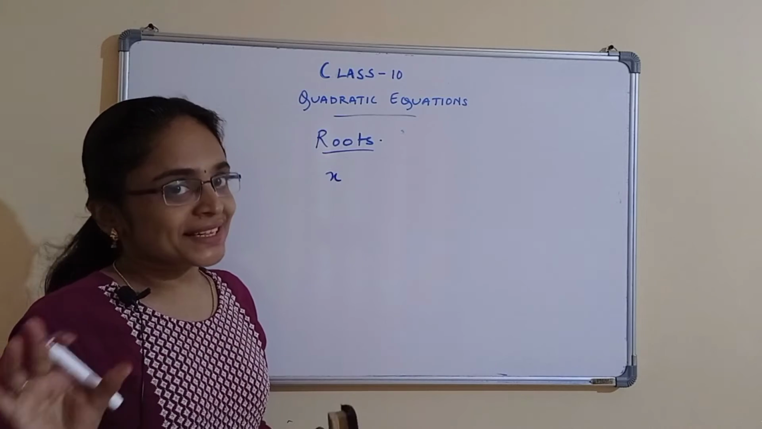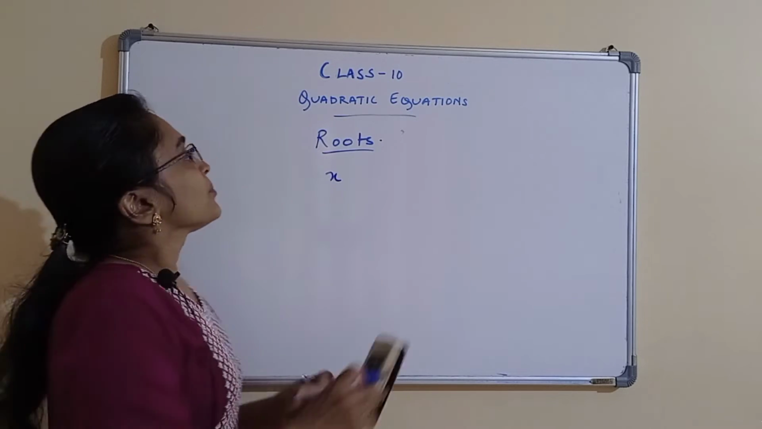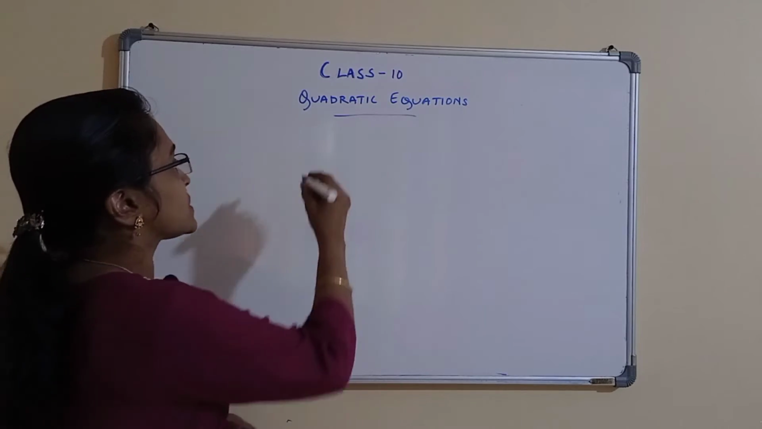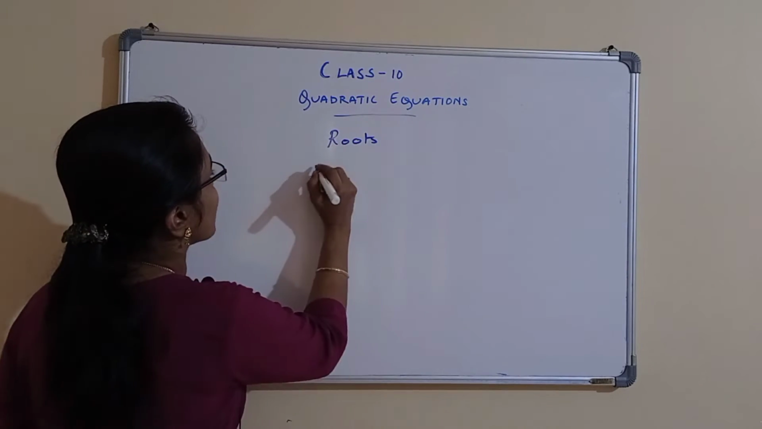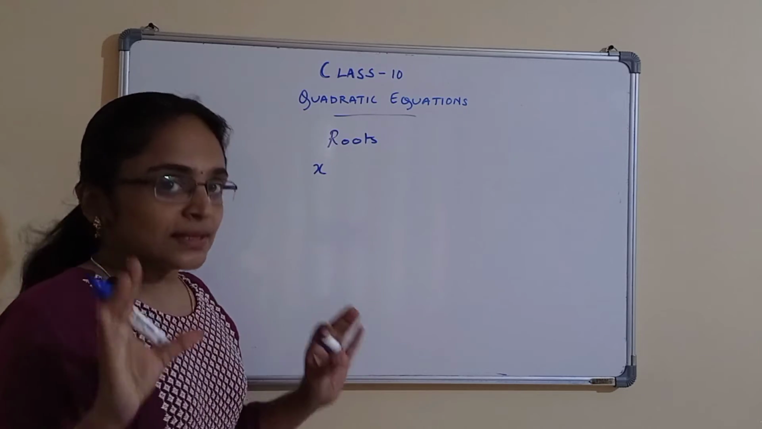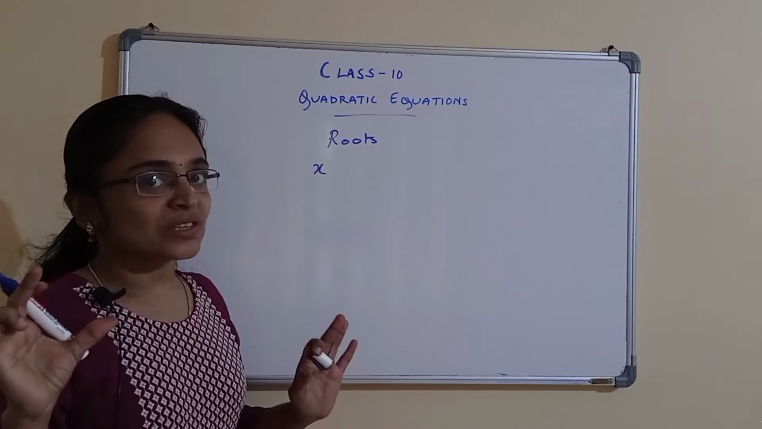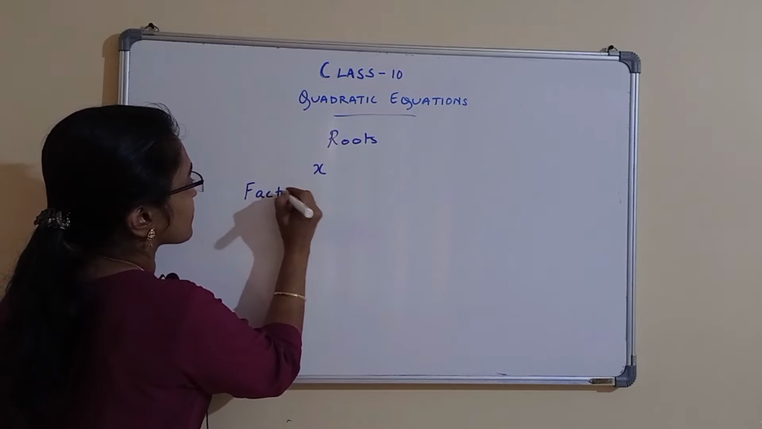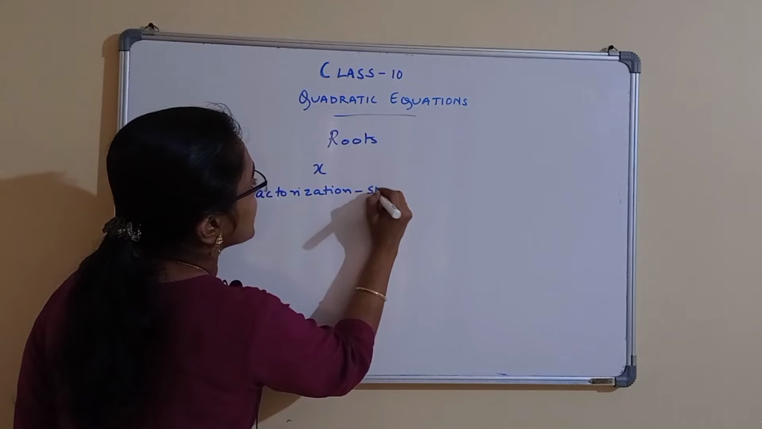Okay. Now we will see how to find roots of a quadratic equation. So we know what are roots of a quadratic equation, that is, the value of x is called the root. Now in this chapter there are three methods to find roots of a quadratic equation. First method is factorization, that is splitting the middle term.